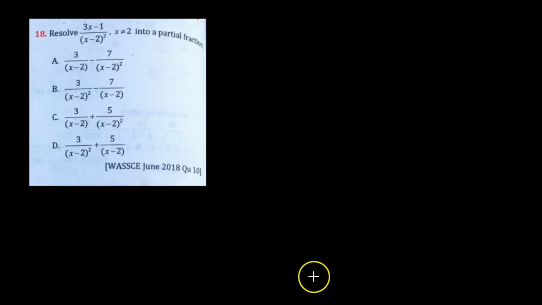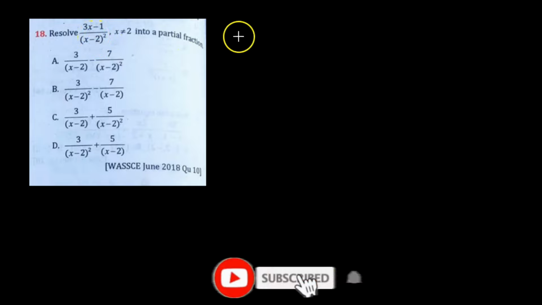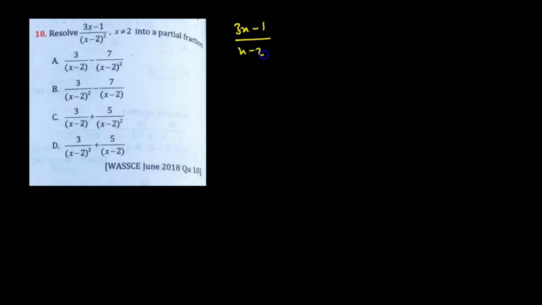Going further, we should resolve 3x minus 1 all over x minus 2 all squared. Remember, then the idea of repeated linear factor comes into being. Therefore, having 3x minus 1 all divided by x minus 2 all squared. For repeated linear factor, we said you write a partial fraction for the linear factor, which is not repeating.